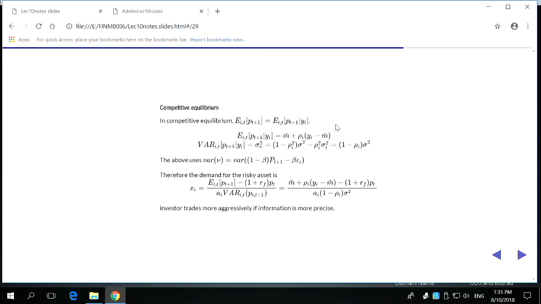Right? So that we can calculate the conditional variance of this price conditional on y_i. The conditional variance will be the variance of P_{t+1} minus the variance of the expectation of P_{t+1} conditional on y_i, which we can calculate as (1 minus rho squared) sigma squared, minus this part, which is this part squared, so rho squared of sigma_i squared.